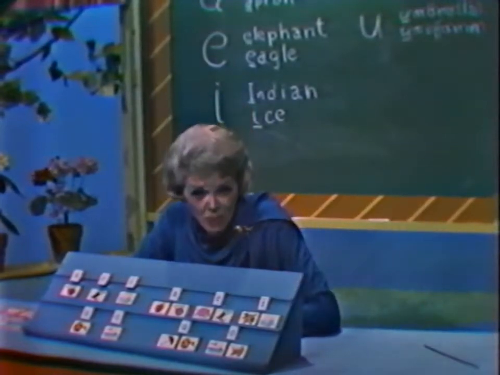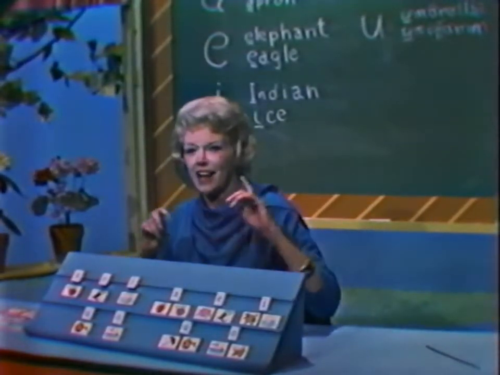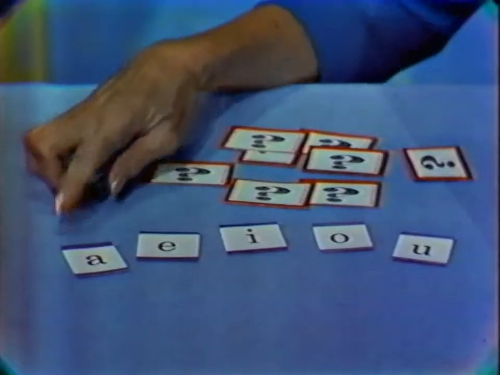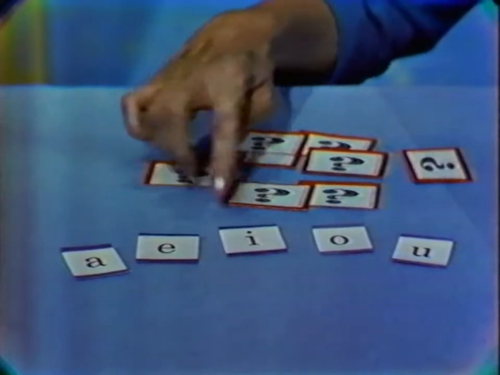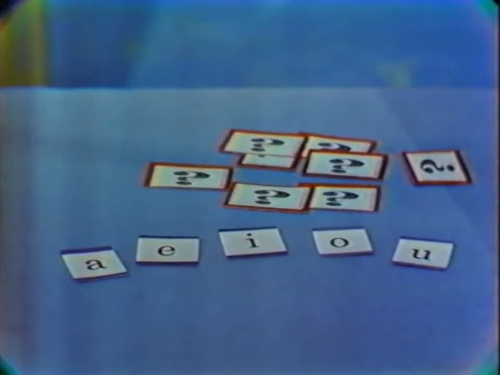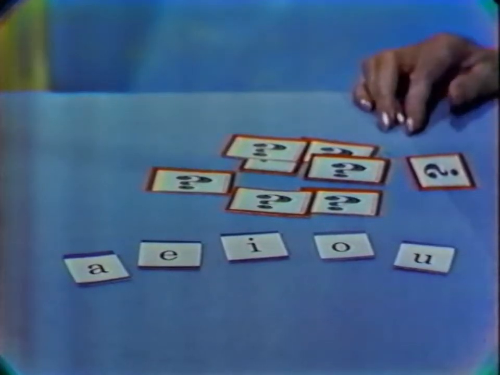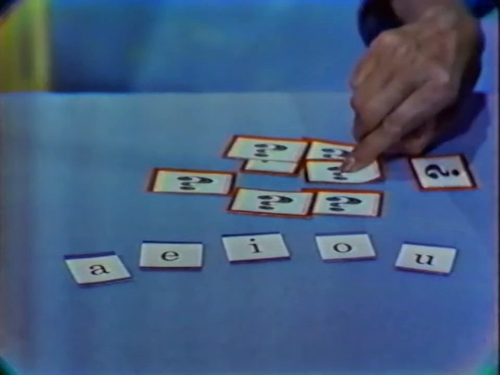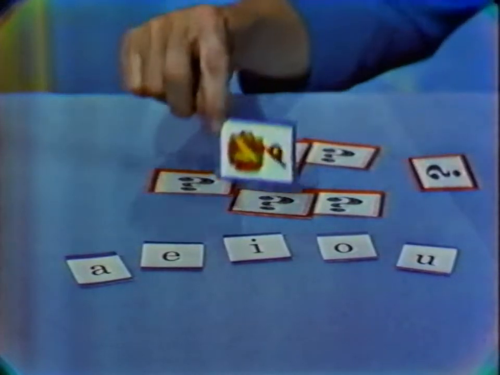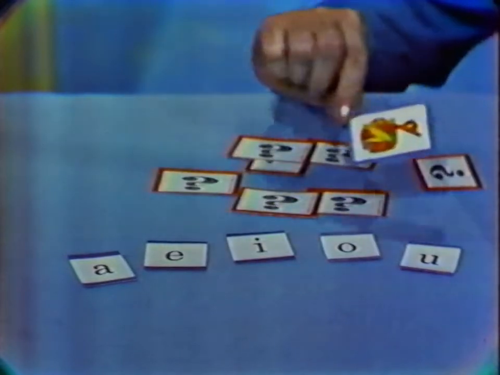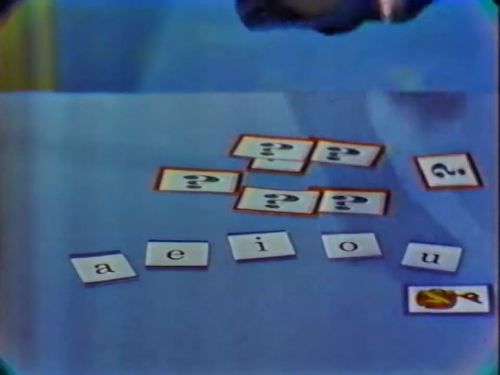Now, here's a game we can play with our letter cards and our picture clue cards. Now, let's line our letter cards like this: A, E, I, O, and U. Now, your picture cards, put them face down, and to be really fair, close your eyes and draw one. Now, let's see what we have. Uniform. Uniform. So where does it go? Under the U, of course.